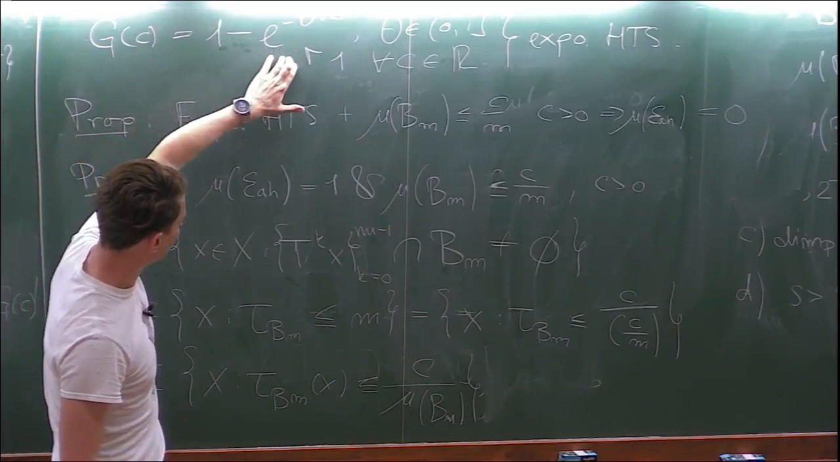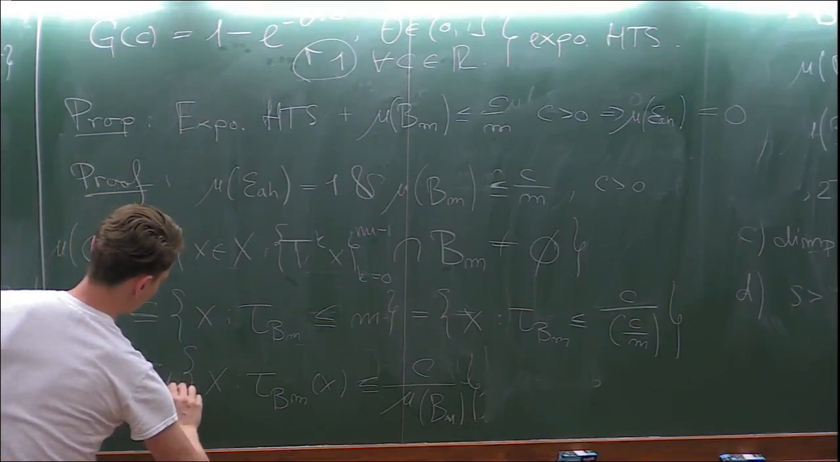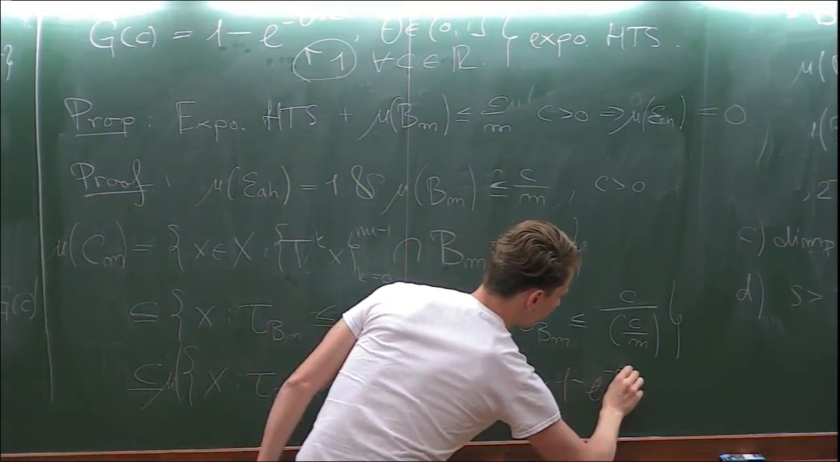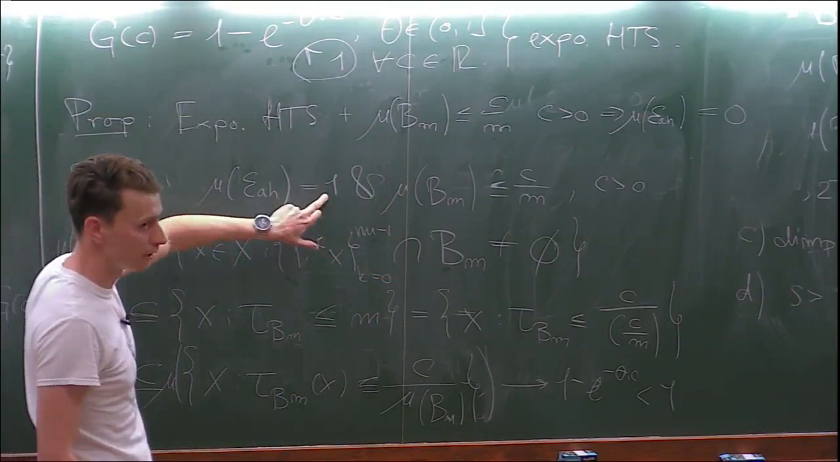this set converges to something less than one, right? So if I take the measure here, I get the measure here. This converges to one minus e to the minus theta c, strictly less than one. And that contradicts that we needed this to go to one. So we have a contradiction. The measure is not one because T is ergodic. When it's not one, it has to be zero.